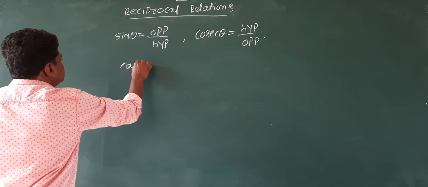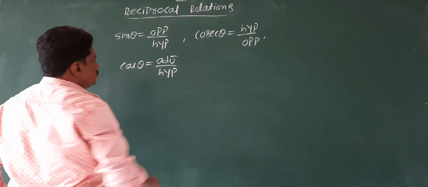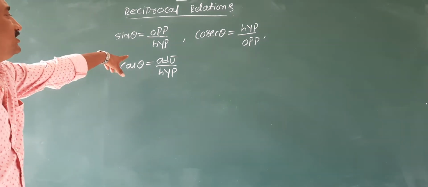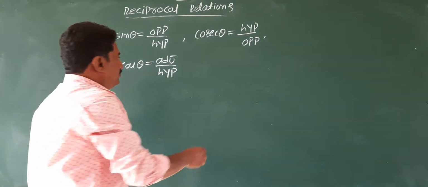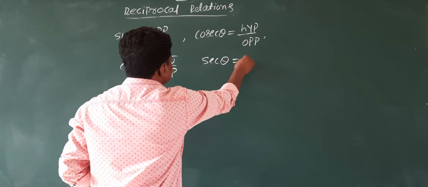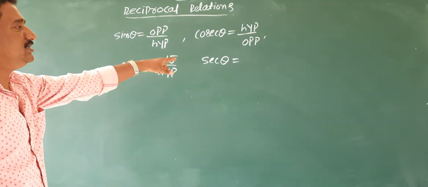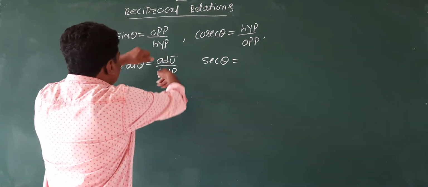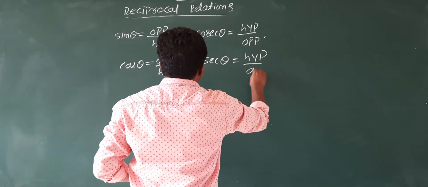Cos theta is adjacent by hypotenuse. So what is the reciprocal function? Reciprocal of cos theta. Reciprocal means 1 by it, so 1 by adjacent by hypotenuse. That implies reciprocal of cos theta is secant theta. Secant theta is, reversing, hypotenuse by adjacent.